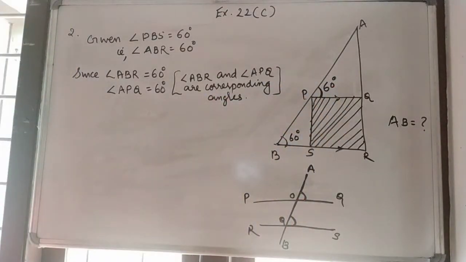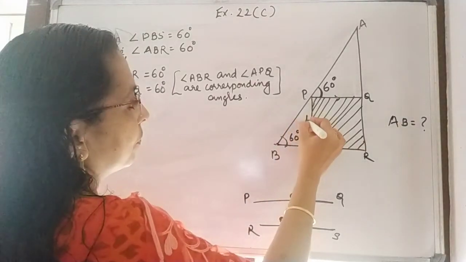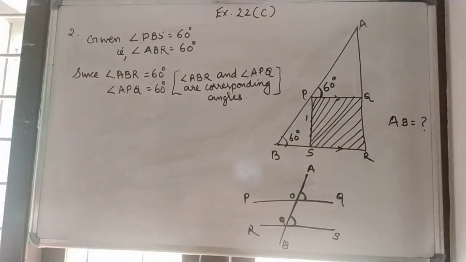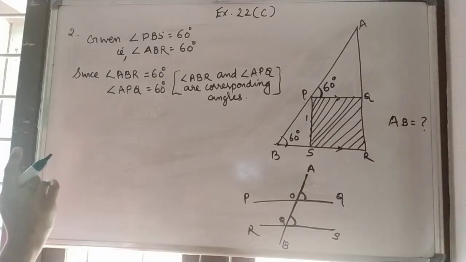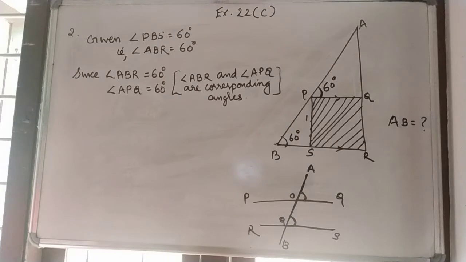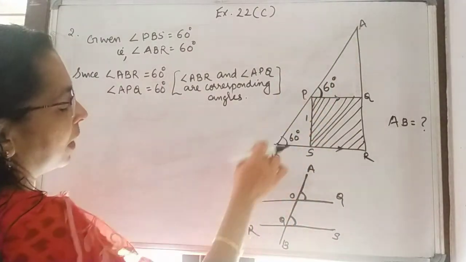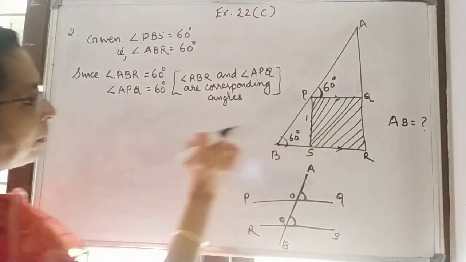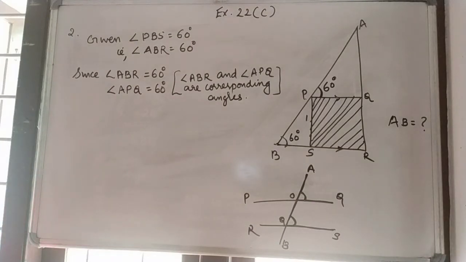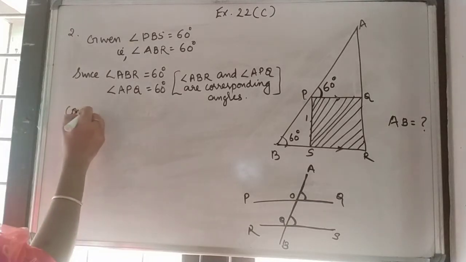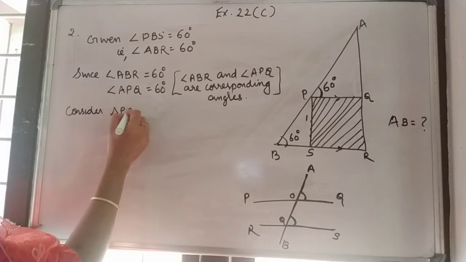So given PS is equal to 1, it is there in the question. The edge of a cubical box is 1 meter. So we have to find out AB. For finding AB, if we get PB, we can find AB. So how can we find PB first? If we consider triangle PBS.